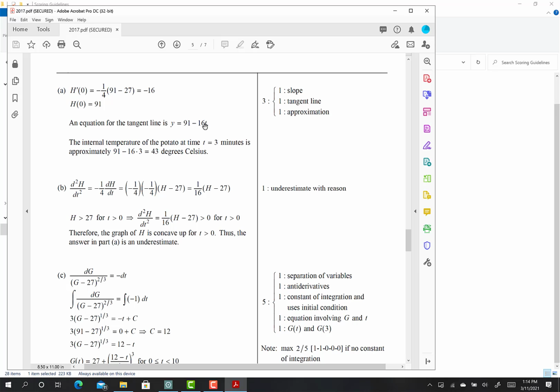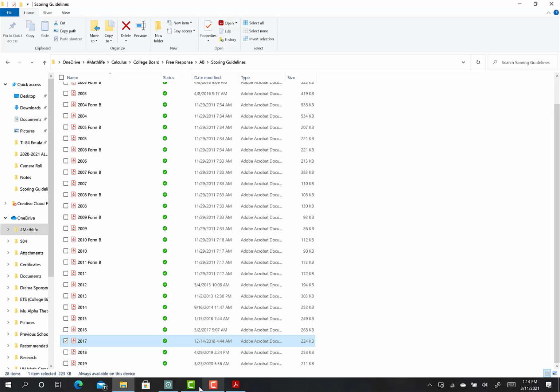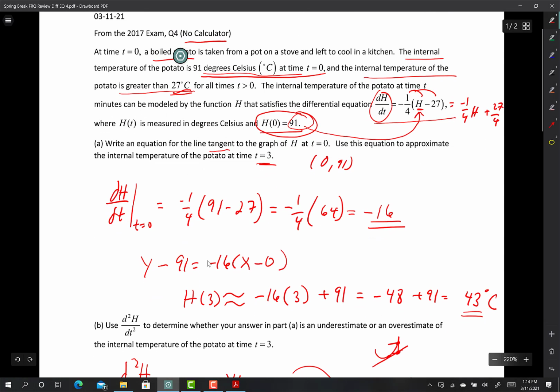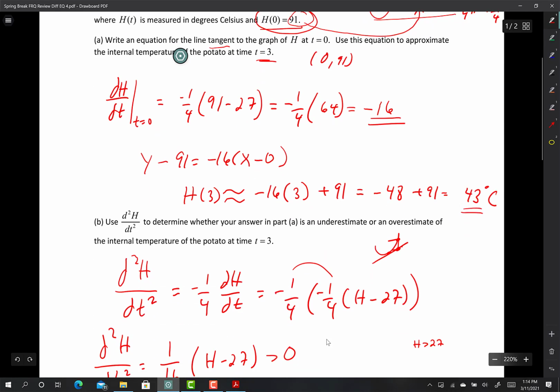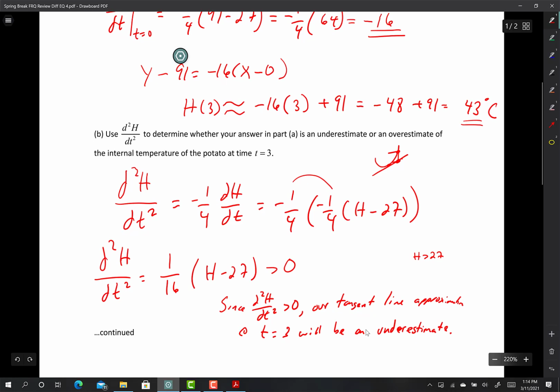Y equals 91 minus 16t. I think we got it. We wrote negative 16t plus 91. Surprised that they wrote it that way. Where'd it go? There it is right here. Y minus 91 equals negative 16 times x minus 0. No big deal. That x looks like a t to me if I move my head a little bit. You'll be fine with this statement right here. And then H of 3 is 43 degrees. And I think we got that. Yep, 43 degrees. And then our tangent line approximation was an underestimate.